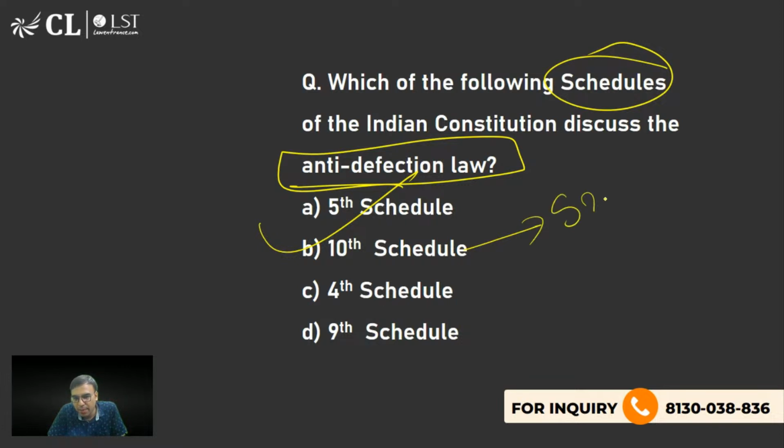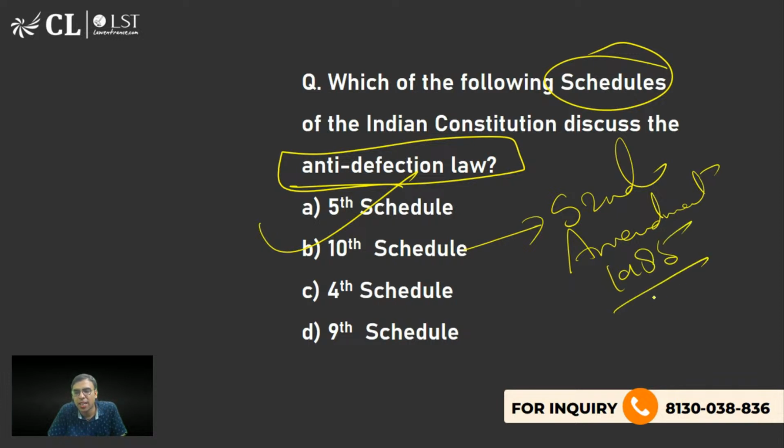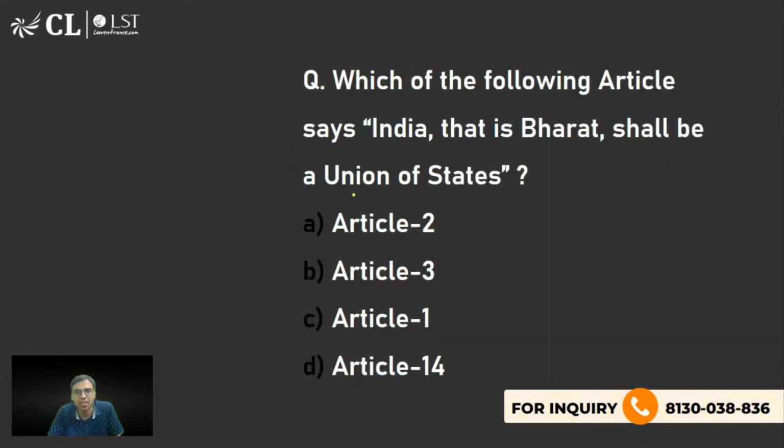10th schedule, 52nd amendment. 1985. Brought during the time of Rajiv Gandhi. So B is the right answer. Not 61st amendment. 61st amendment reduced the minimum age for voting from 21 to 18. Okay. So B is the right answer. Yes, just remember it.